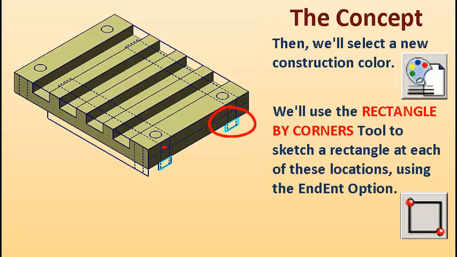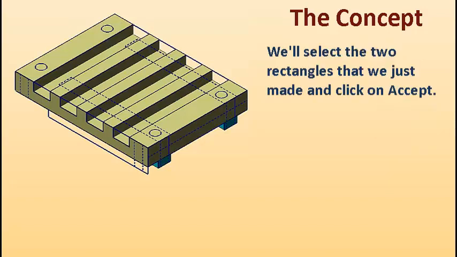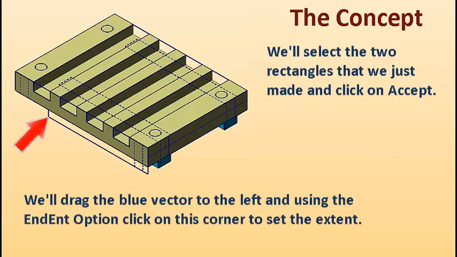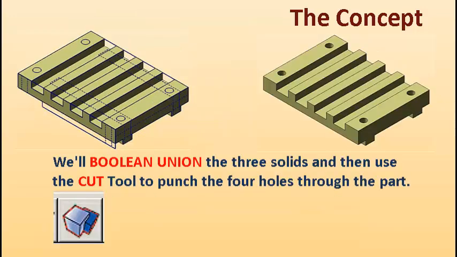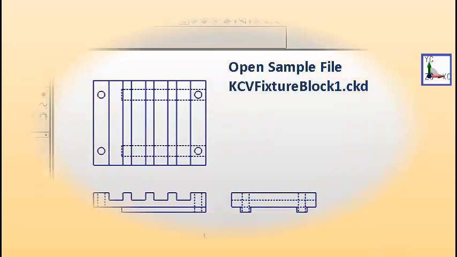We'll use the rectangle by corners tool to sketch a rectangle at each of these locations using the indent option. We'll click on the extrude icon and use the dynamic option again. We'll select the two rectangles that we just made and click on accept. And we'll drag the blue vector to the left and using the indent option click on this corner. We'll Boolean union the three solids and then use the cut tool to punch the 4 holes through the part.